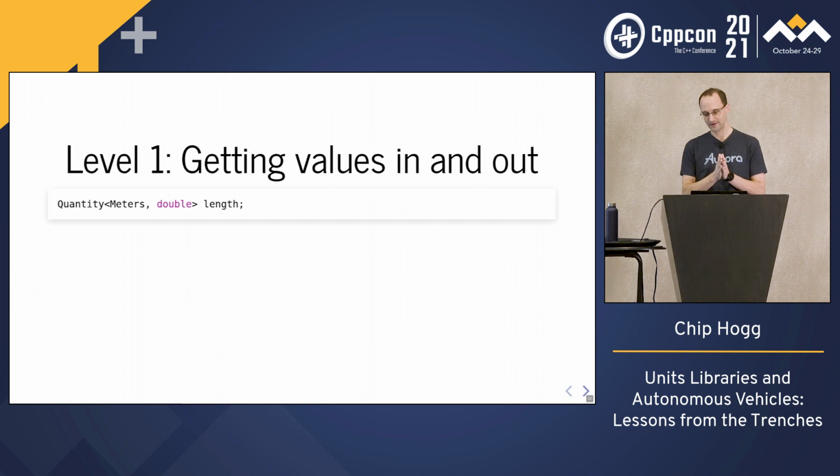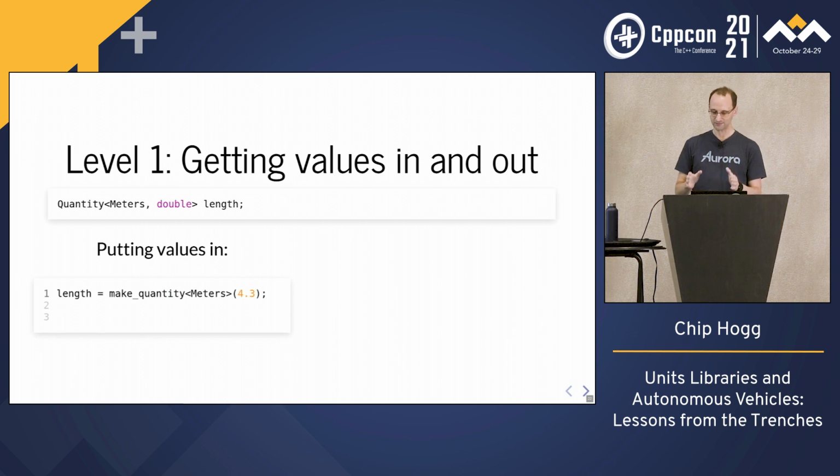Now let's see how to get values in and out across the library boundary. We're going to use a quantity of meters with a double rep for all of these examples. Remember that we want the same data flowing through our binary as before, double, float, whatever. So we have the make quantity helper. You name the unit, and it deduces the rep based on whatever you pass it. And this is nice because it makes the unit feel like a tag. It feels like a sort of semantic annotation. So this is quite powerful and flexible.